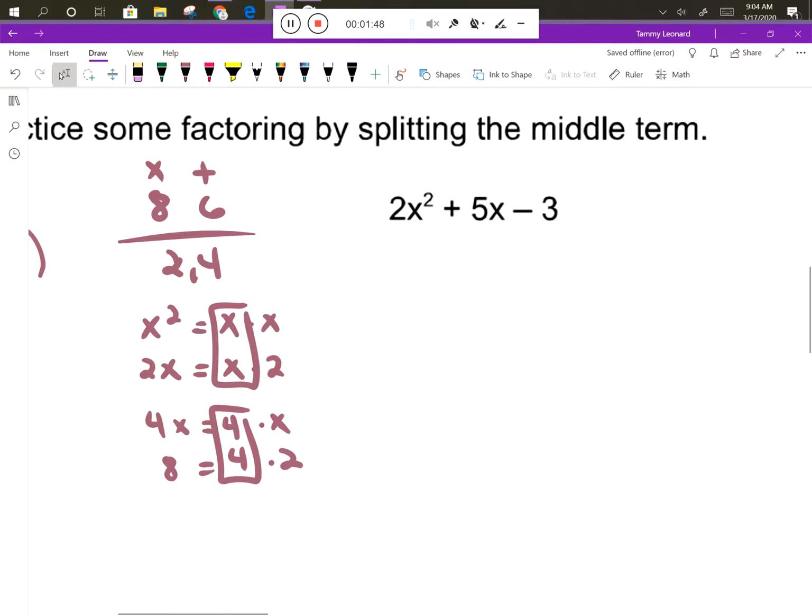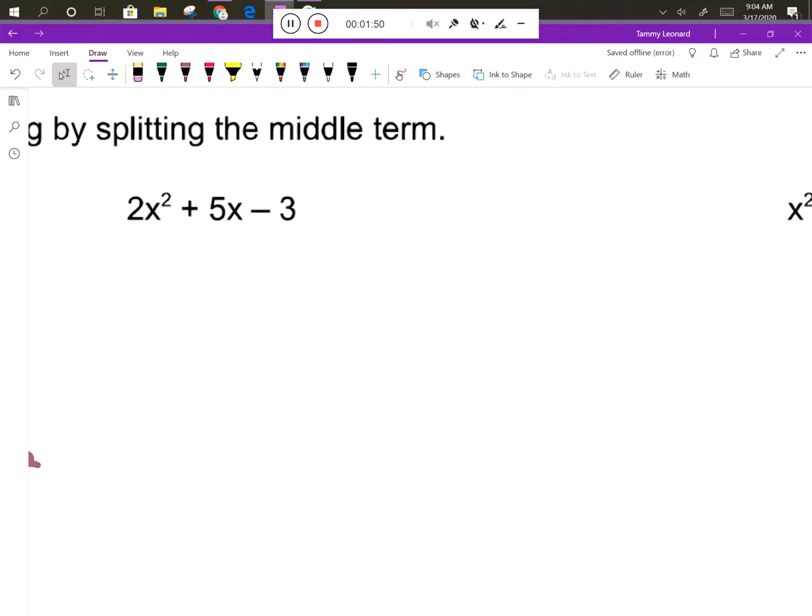Let's look at the second problem. Push pause, take a moment, and try the problem for yourself. Once you're ready to compare your work to mine, push play again.